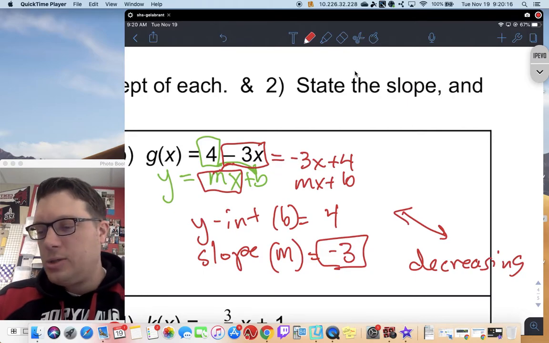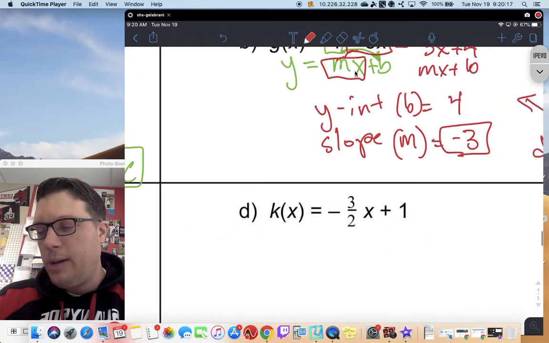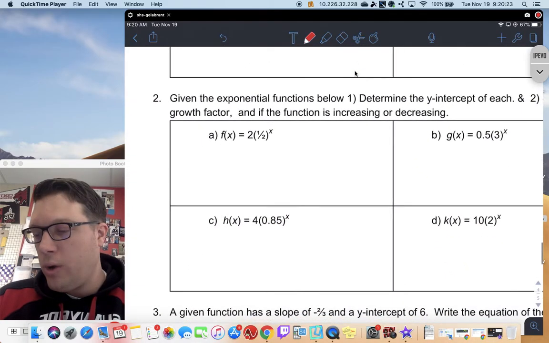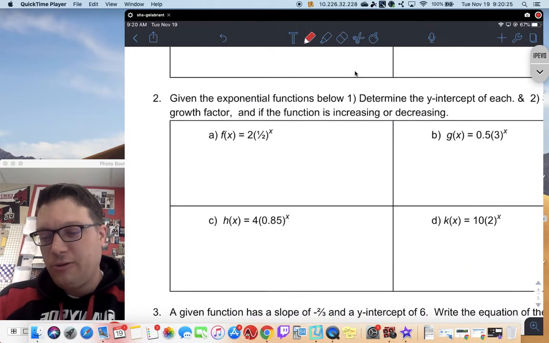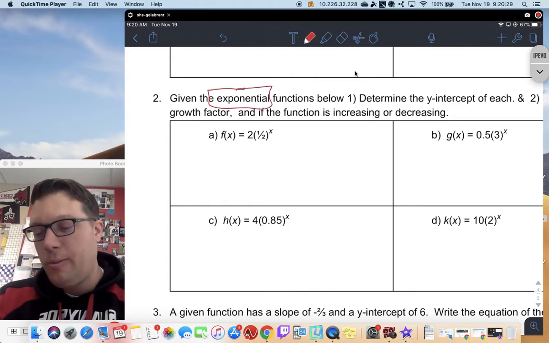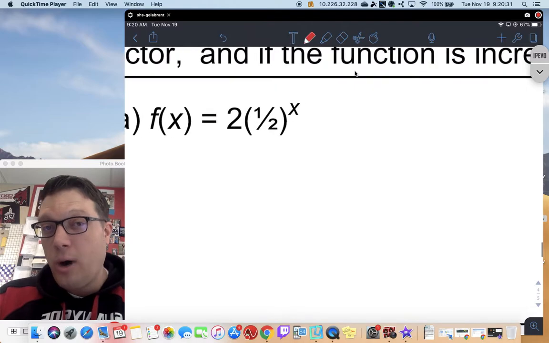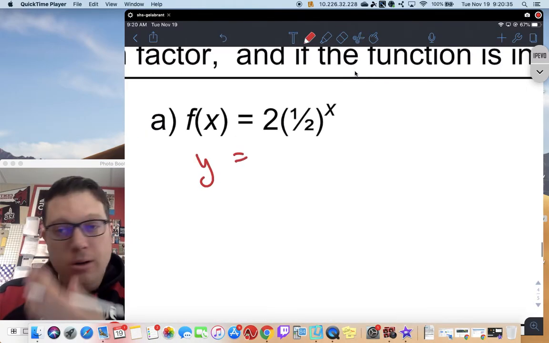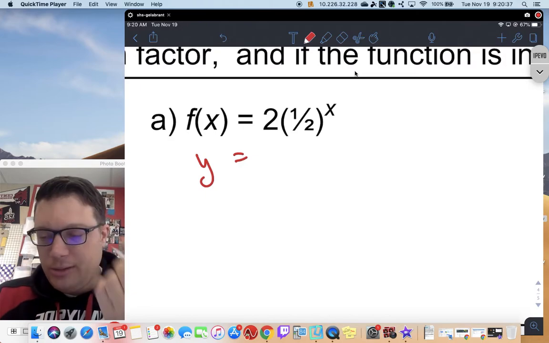In the next one, I'm going to leave C and D for you to do. I can't do all your homework for you, but I'm going to give you those two to do. And then I'm going to go with number 2. Number 2 is all about exponential functions. See, exponential right there. An exponential function has a standard form to it. It looks a lot like y equals mx plus b. Remember, f of x and y can be swapped out. There is a reason for one versus the other, but you know.